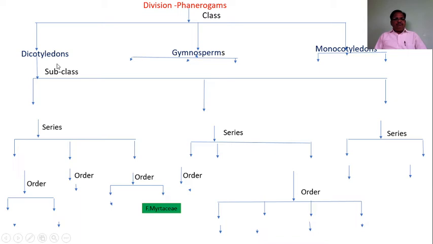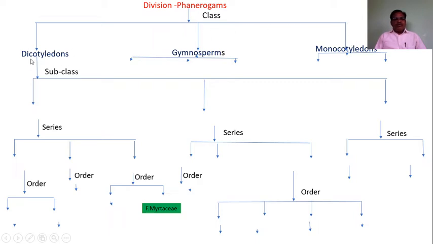Then they are divided into the 3 classes, that is Dicotyledons, Gymnosperm and Monocotyledons. First of all, Phanerogams divide into the Gymnosperm as well as Angiosperm, and Angiosperm further divides into the monocots and dicots on the basis of the nature of the seed as well as the nature of the leaf. And one more additional character.